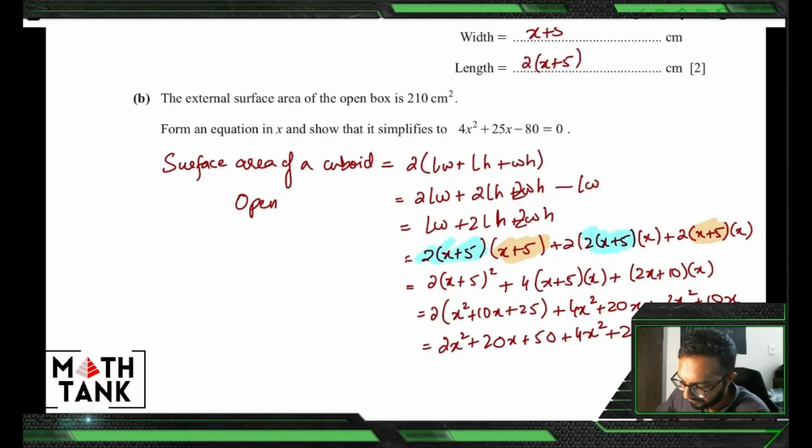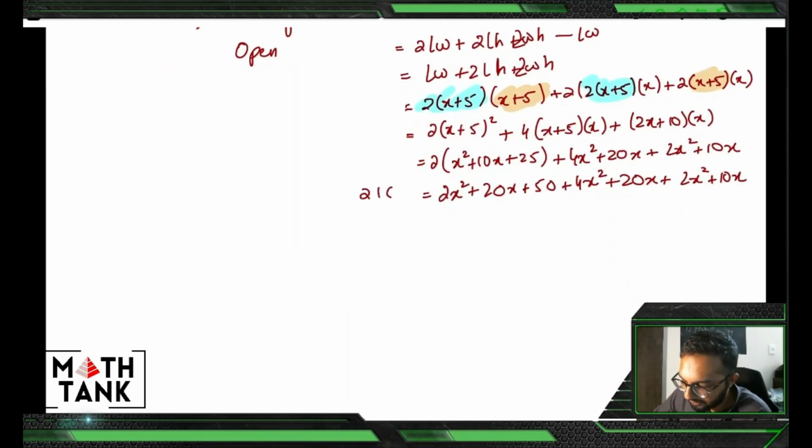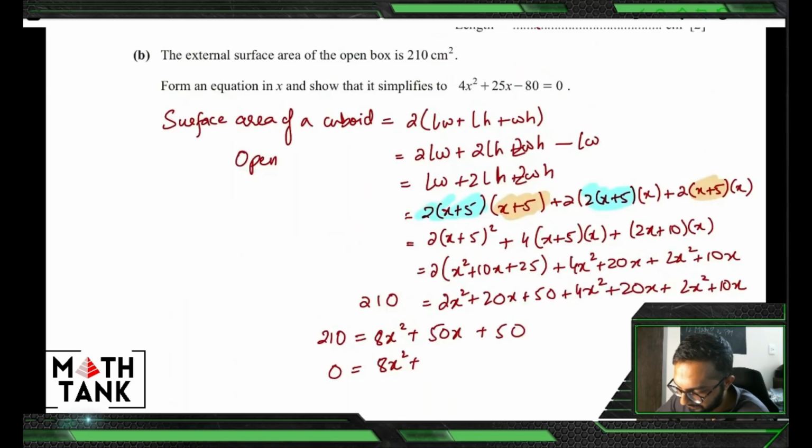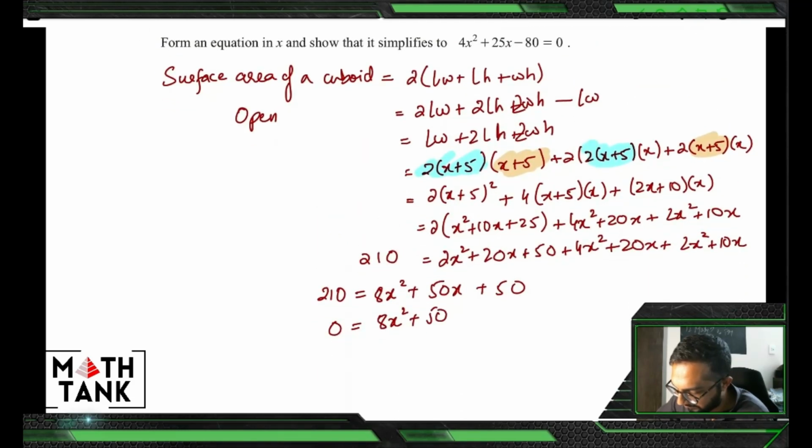Okay, the total surface area is 210, so this is equal to 210, the open surface area. So 210 equals 8x squared plus 20, 20 and 10 is 50x, and this 50 here. So 8x squared plus 50x minus 160, that's 50 minus 210. I need 4x squared here, so I'm going to factor out a 2.